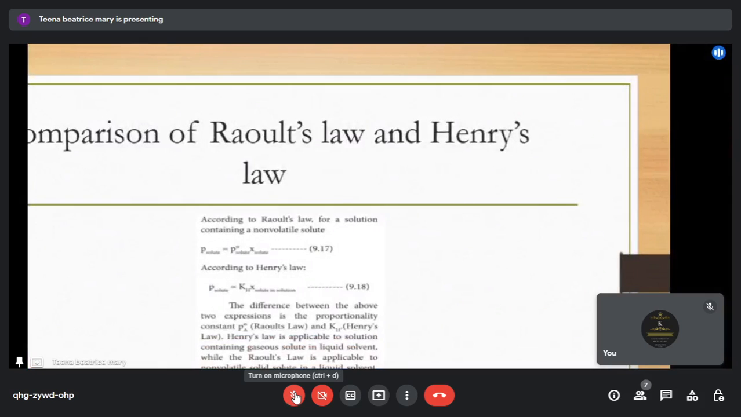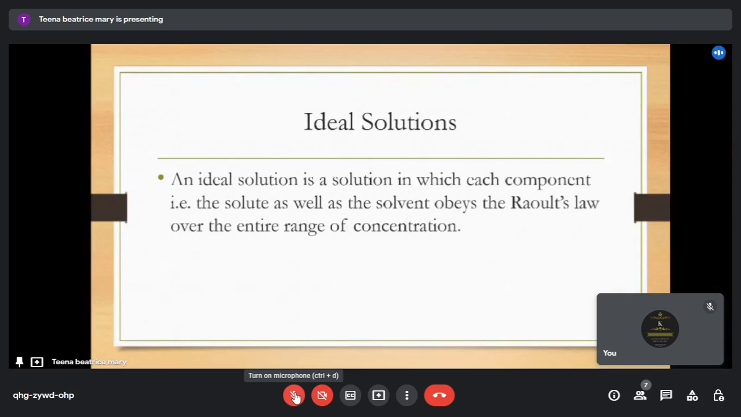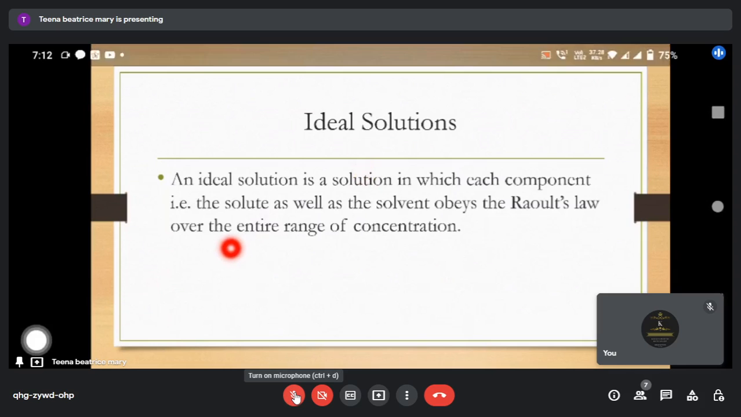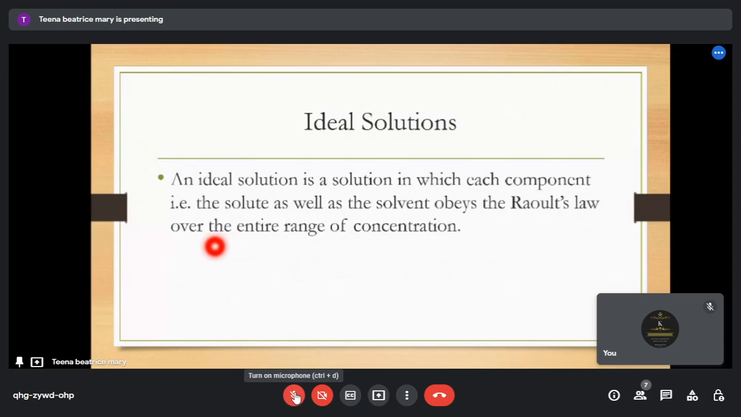Based on this, we are going to see many terms. So next here comes the ideal solution. What is an ideal solution? An ideal solution is a solution in which each component, that is the solute as well as the solvent, obeys Raoult's law over the entire range of concentration.